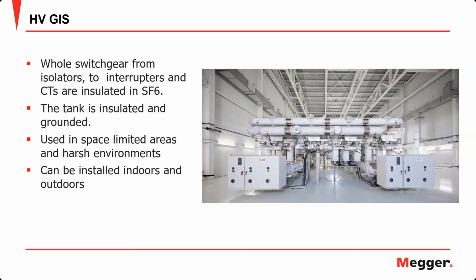Another type is GIS, or gas insulated switchgear. This type is usually indoor, and in this type the whole switchgear is insulated inside a chamber by SF6 gas. The tank is insulated and grounded, and it's usually used in space-limited environments with harsh conditions like dust and high heat. It can be installed either outdoors or indoors.